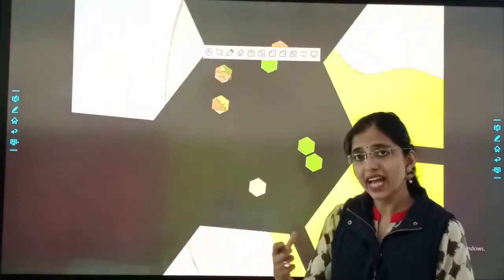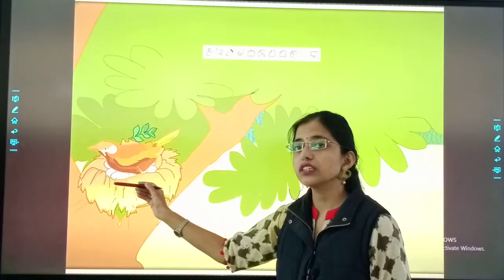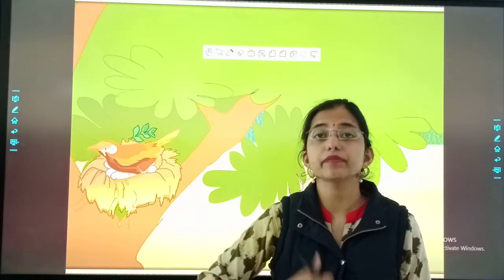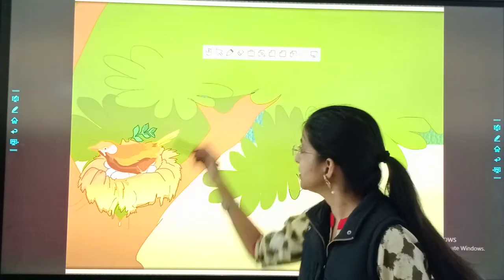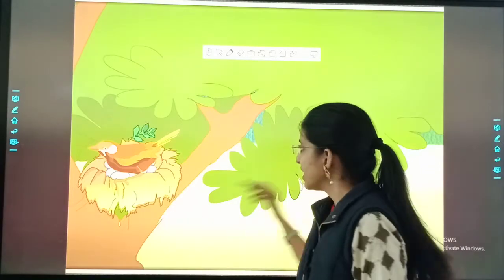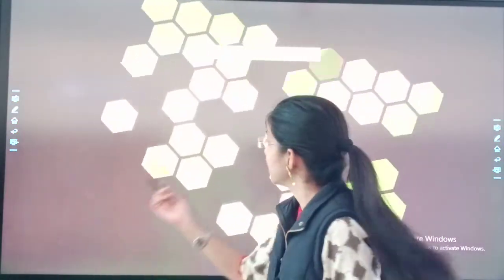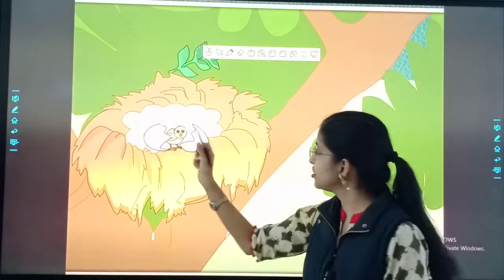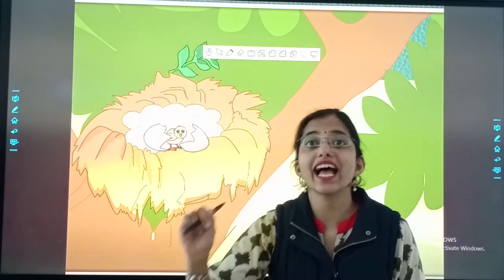Then children, what happens is the mother sits on the egg. Why she sits on the egg? To keep the egg warm. It keeps the egg warm by sitting on it. And after about 21 days, the little chick comes out. The little child comes out. This process is known as hatching.